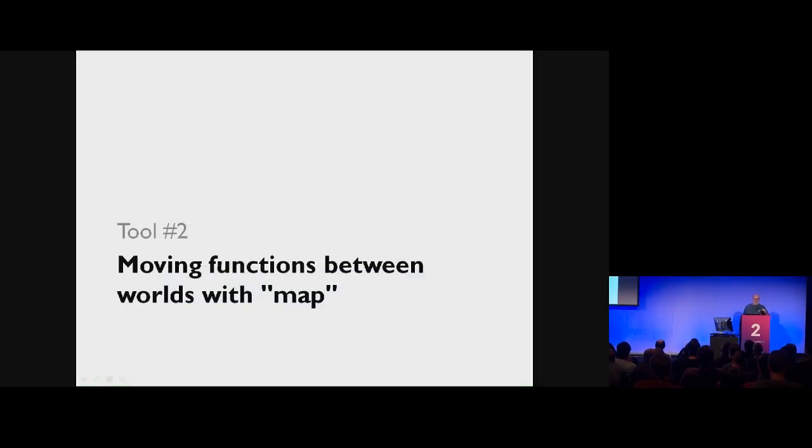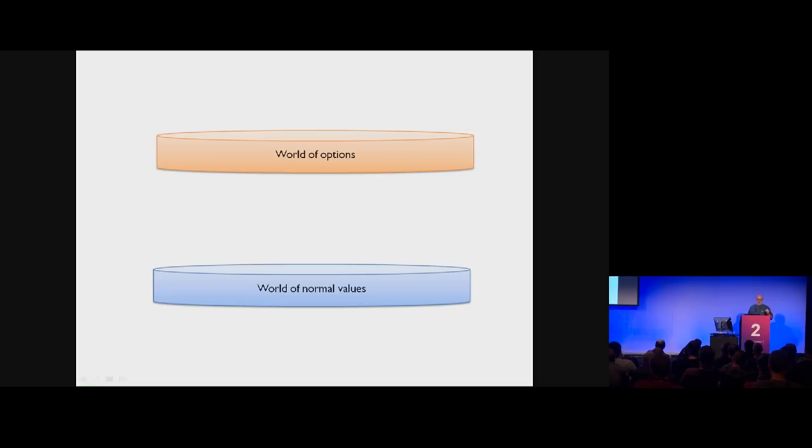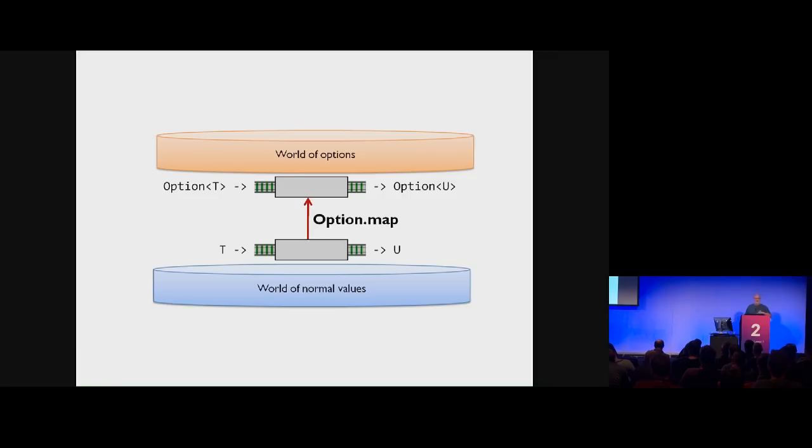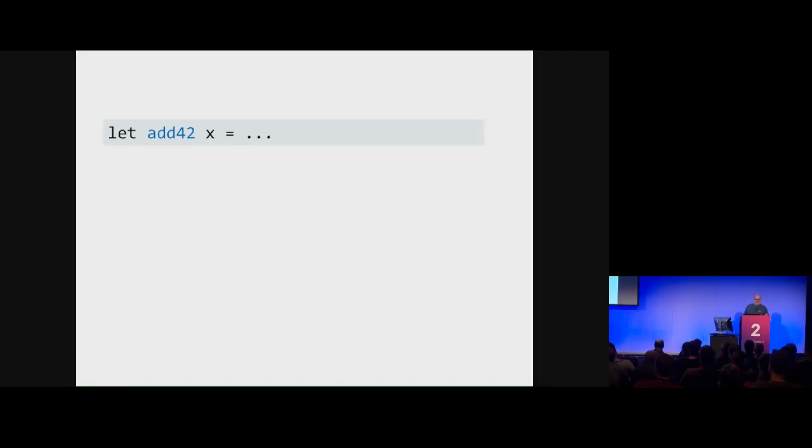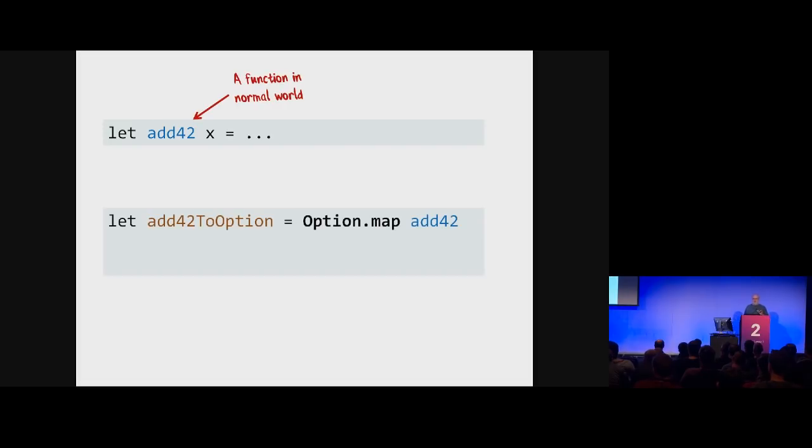So this map is a function transformer that moves functions from one world to another world. If we have a function down here that turns t's into u's, if we do option map, it turns options of t's into options of u's. That's what option map does. So in our code, we've got our normal function, we can say option map of add42, and that gives us our add42 to option. So now the add42 works in the world of options, and we can run it straight away.